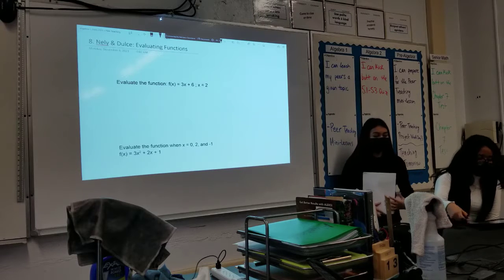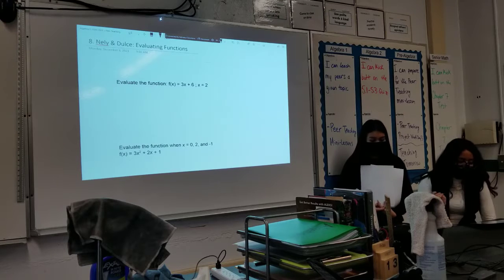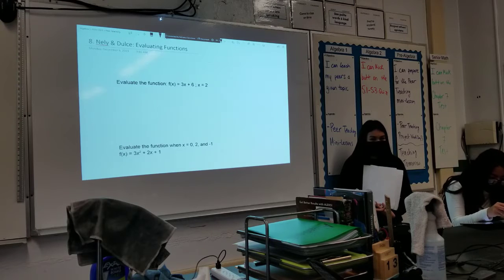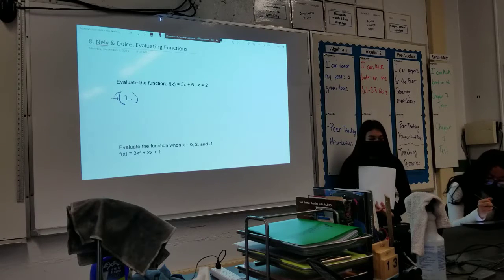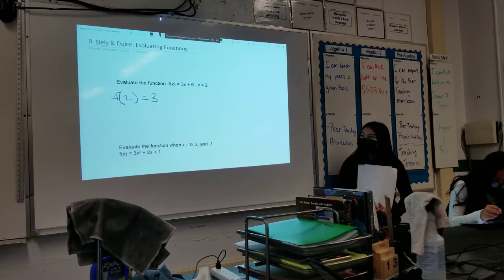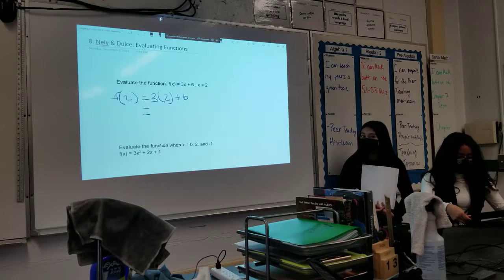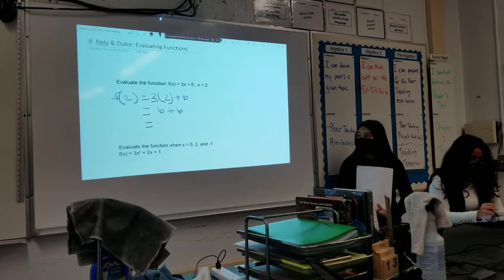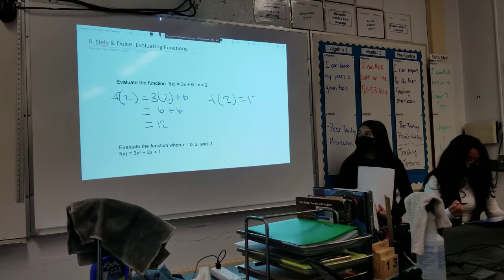Okay, so for our first problem, we have f of x equals 3x plus 6, and the given value of x is 2. So we would plug in the value of 2 for x. So 3 times 2 is 6. 6 plus 6 is 12. So the answer would be f of 2 equals 12.